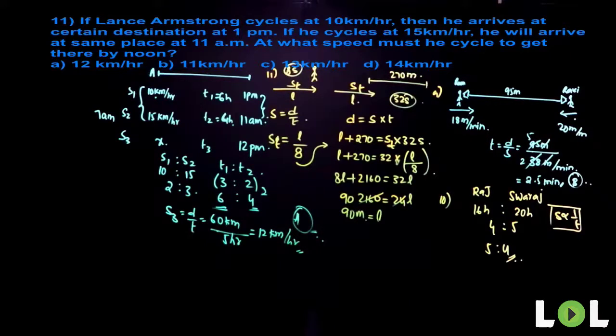Which part? Amulya, why did I take 3:2? Where is it? Amulya, speed ratio. Check out. Speed ratio is 2:3, right? Now, speed ratio is 2:3 means a time ratio will be 3:2.